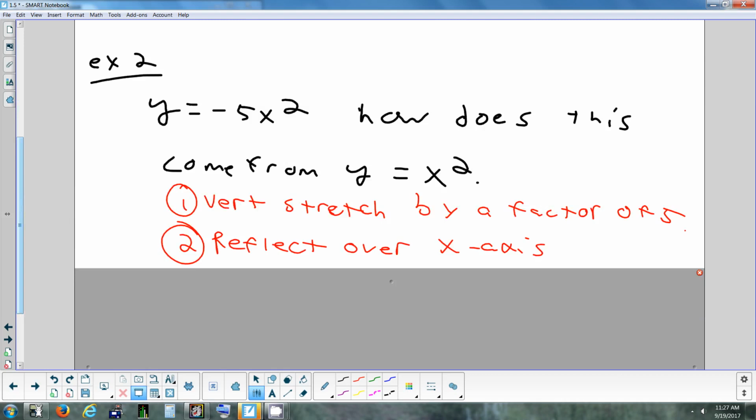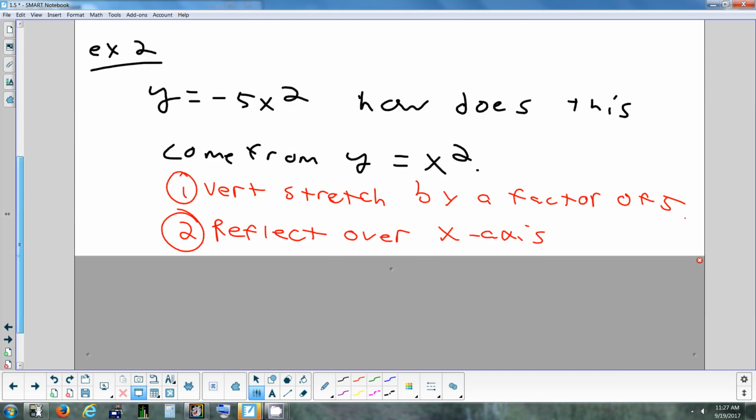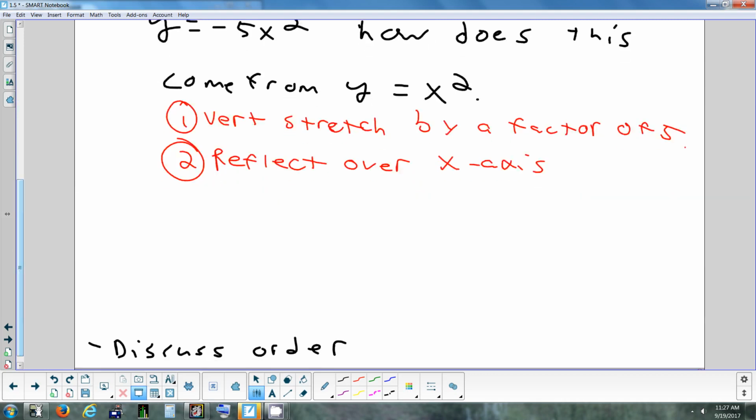Tell me the transformation, but also, you have to be specific. Like, don't just say reflection. What kind of reflection? Okay? Or don't just say vertical stretch. Tell me how much of a vertical stretch. Okay, any questions on that?